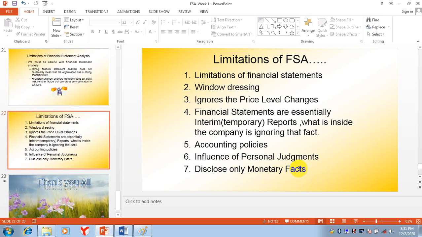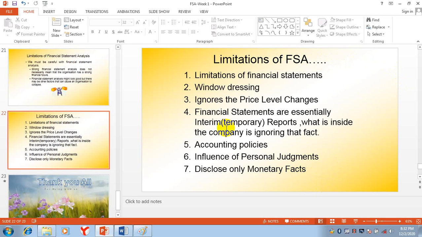Employee welfare, employee benefits, employee motivation, all these things we are ignoring. Because of that, financial statement analysis will not be a good analysis if we are only taking monetary facts and ignoring the non-monetary facts of the organization. Since we are ignoring non-monetary facts, this is a weak point of financial statement analysis.